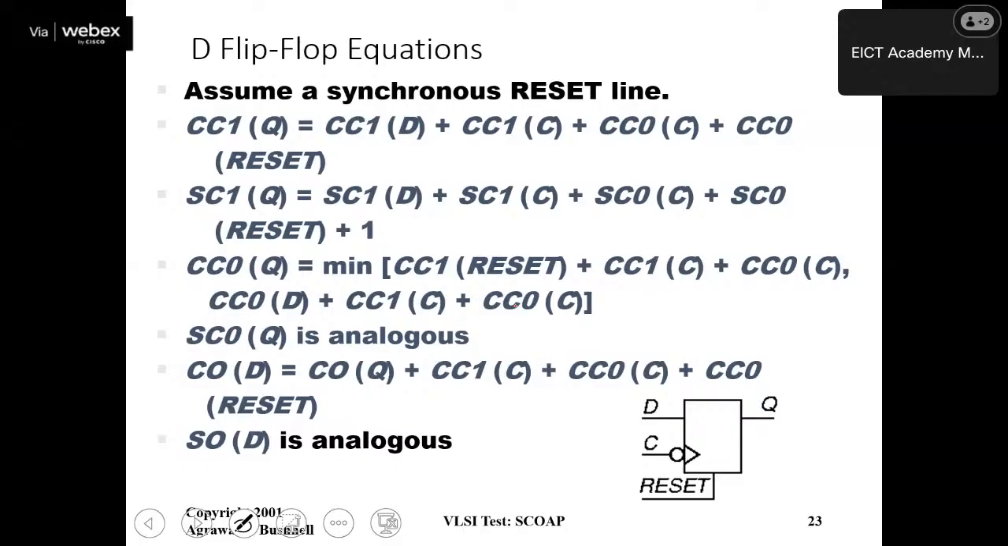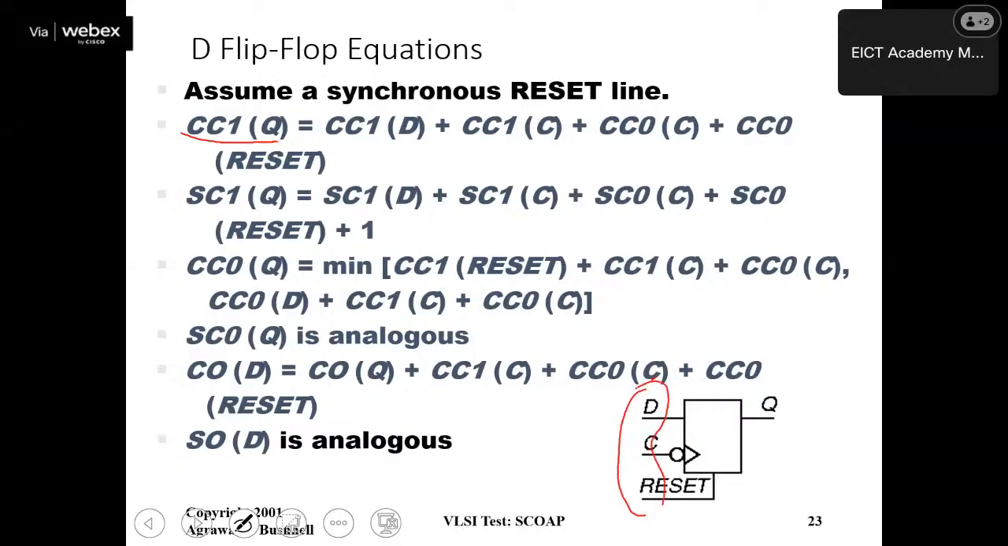So for the D flip-flop, let us first understand the equations, because combinational controllability we have done with an example and understood well. For the D flip-flop, we have to repeat the same thing again, and here also the concept is the same. Controllability means how I can control. Observability means how I can observe, right? So let us calculate CC1 of Q. These three are the inputs.